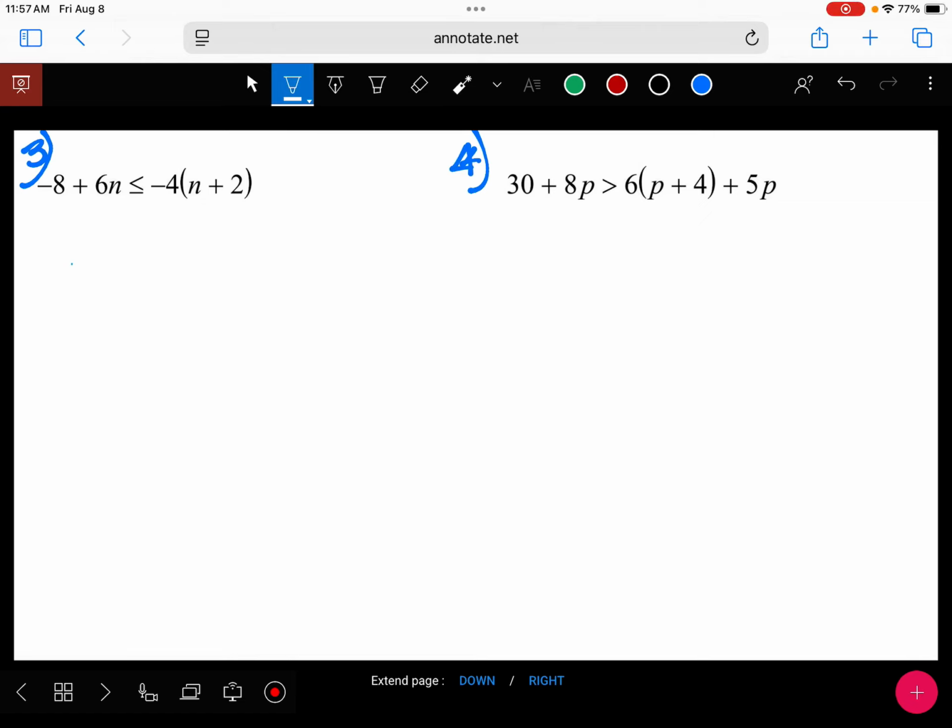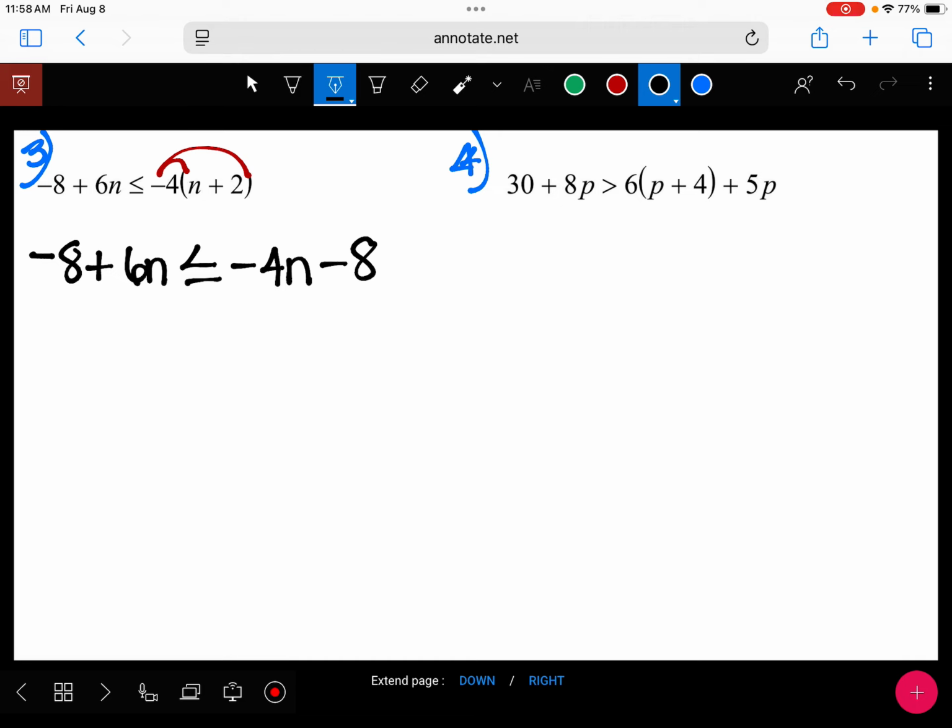So what did you do first? All right, so we're going to distribute the negative, which is going to give me negative 8 plus 6n is less than or equal to negative 4n minus 8. All right, now what? Add 4n.